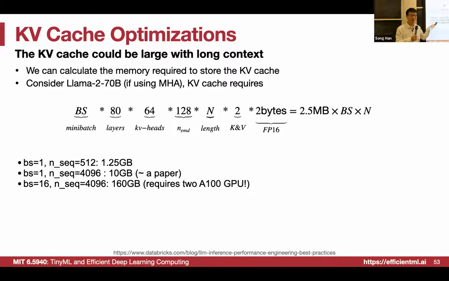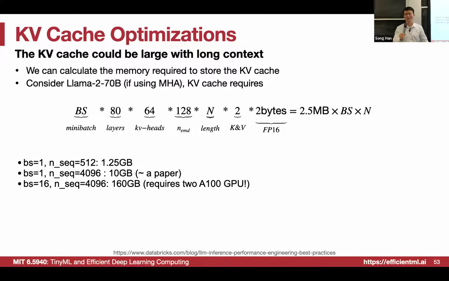What if we serve 16 people, like everyone in our classroom, we submit a job to GPT-4, submit a paper, wanting it to summarize it for us. 16 people, one paper, 4K tokens, that requires 160 gigabytes of memory. And that requires 2 A100 GPUs just to hold the KV cache, not even the activations, not even the weights, just the KV cache.